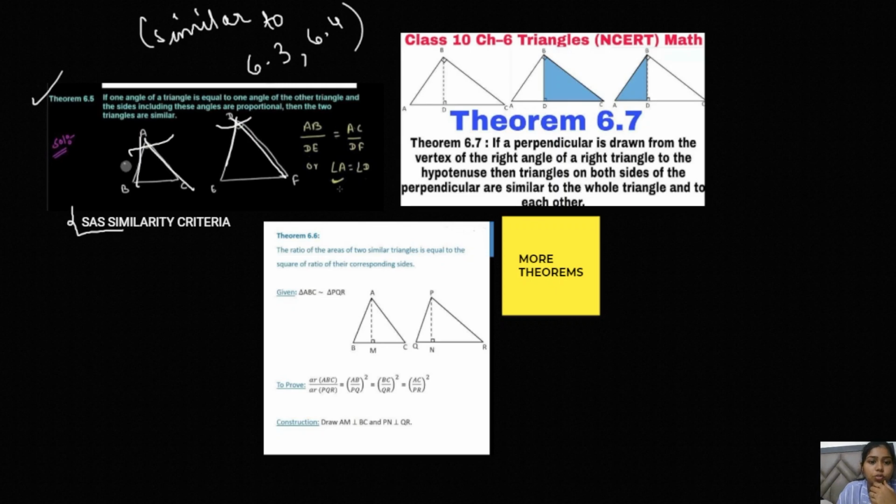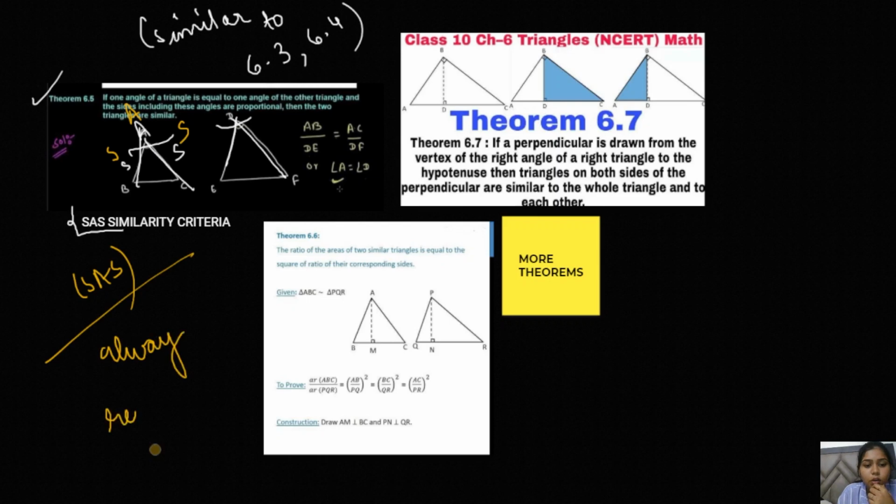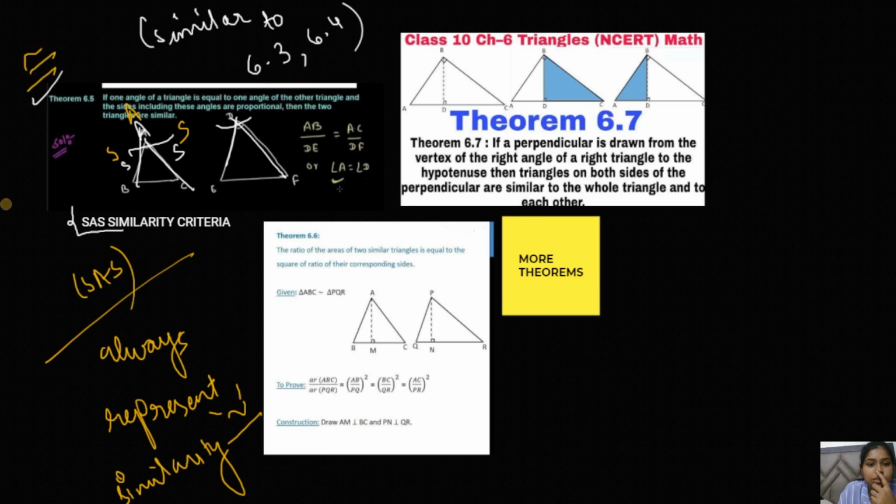So it will be SAS, that is side angle side, SAS similarity criteria, and you will always represent similarity like this sign. Like how? Like this. Like the congruency was something like this, but similarity is only like this. Okay, so I hope that's clear to you now.